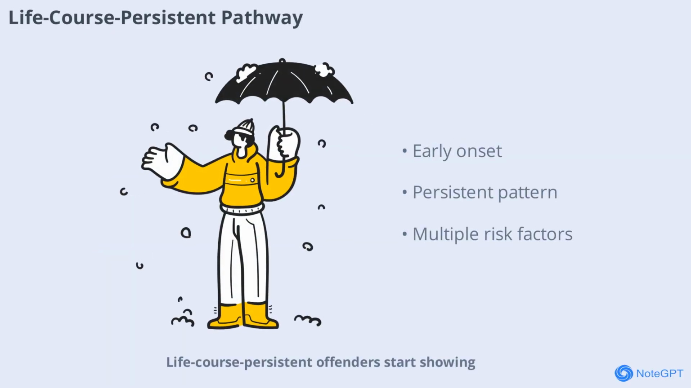Of course, persistent offenders start showing antisocial behavior in early childhood, and this pattern continues into adulthood. Mechanisms include higher genetic risk, neuropsychological deficits, adverse environments, and cumulative continuity, where early antisocial behavior leads to further disadvantages, like school exclusion and association with deviant peers. For example, a child with poor impulse control and harsh parenting may continue offending throughout life.